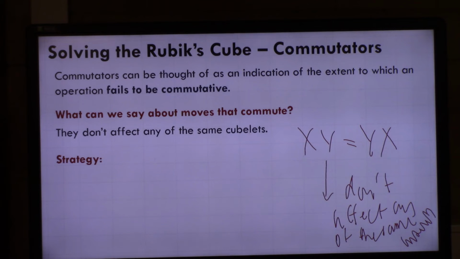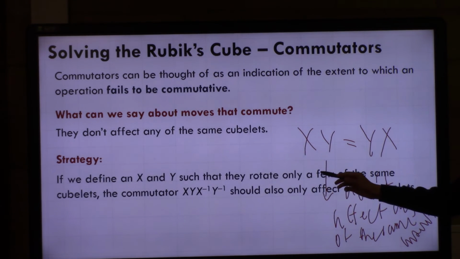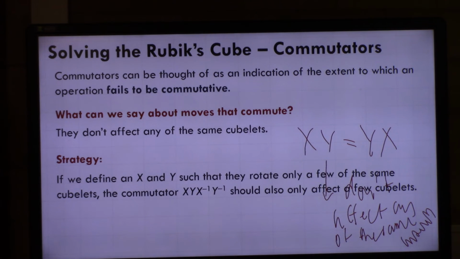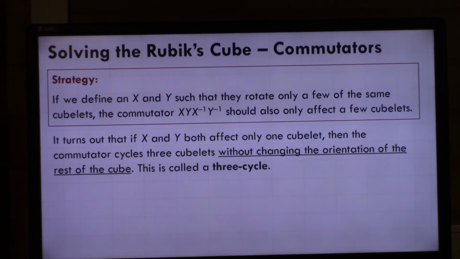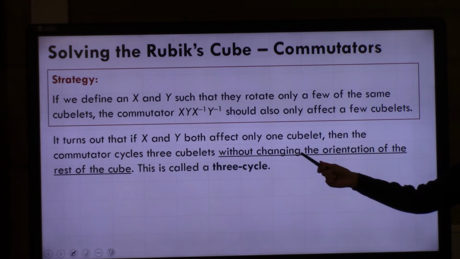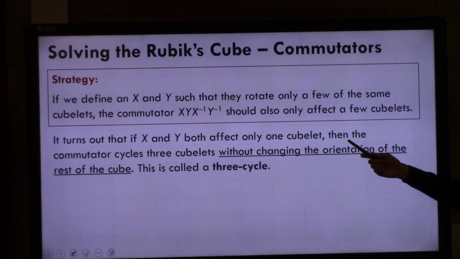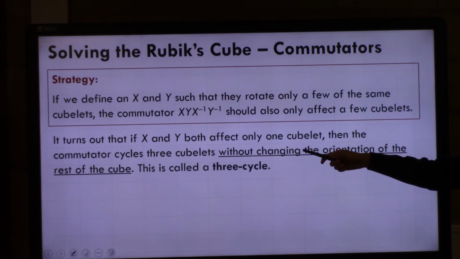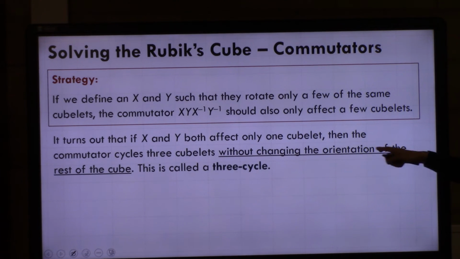So we can define a strategy when we're using our commutators, and that is, if they only rotate a few of the same cubelets, then the commutator should also only affect a few cubelets while keeping the rest of the cube the same. Okay, so if it turns out that the moves x and y only affect one cubelet, then the commutator cycles 3 cubelets without changing the orientation of the rest of the cube. So this is called a 3 cycle, and we'll see an example of this on the next slide, I think.